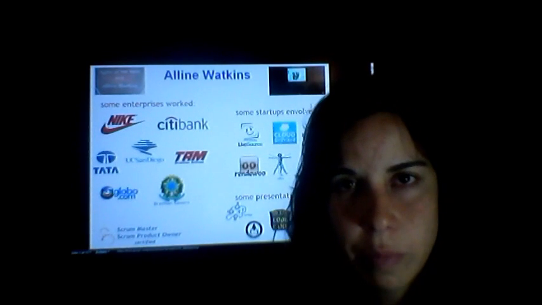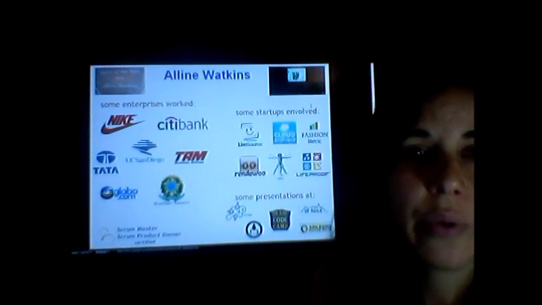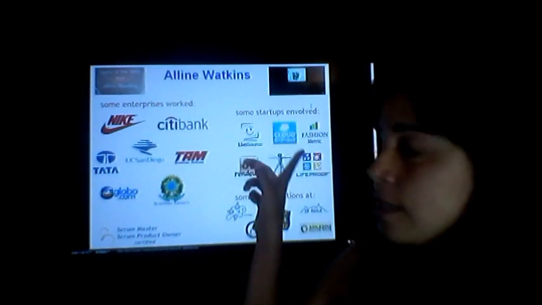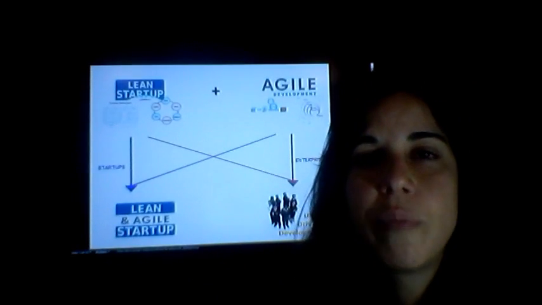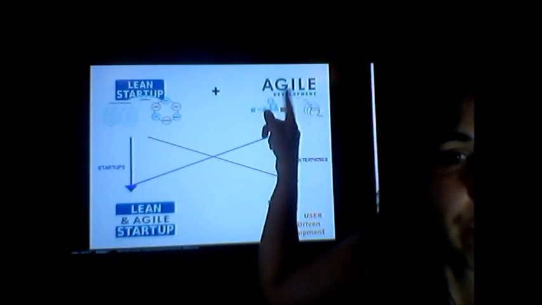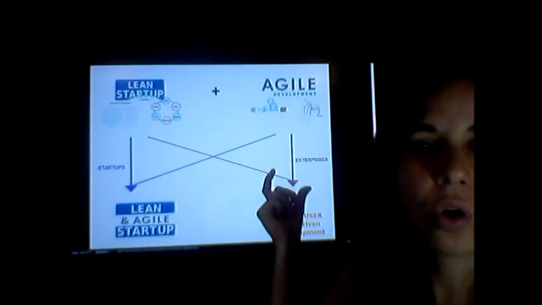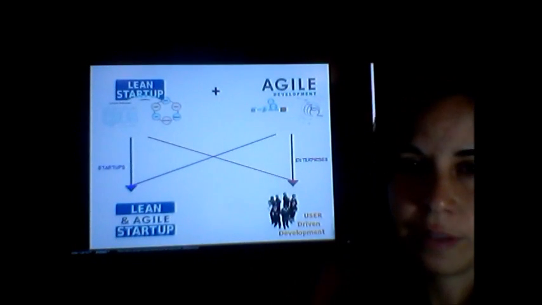I'm a computer programmer. I have most of my experience in the enterprise with Agile and Scrum, but because I also have a lot of experience with Lean startups too, I decided to make this talk that is a combination of Lean startup techniques with Agile development techniques, all combined in the enterprise world. That's what I'm calling user-driven development.